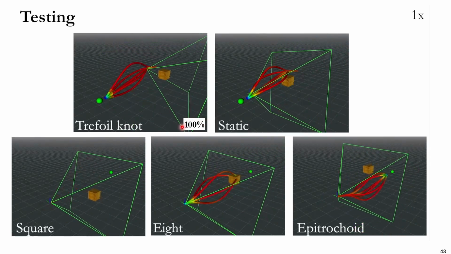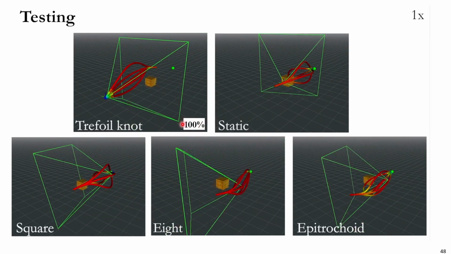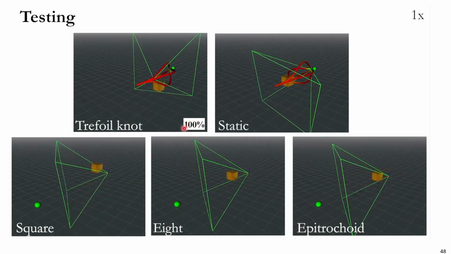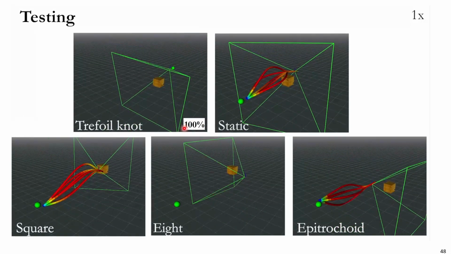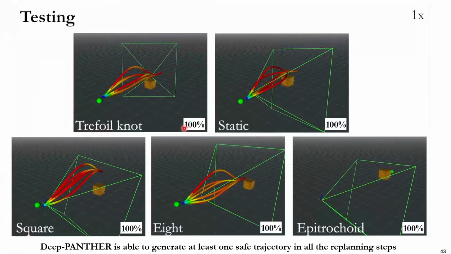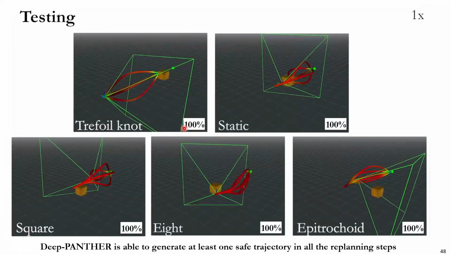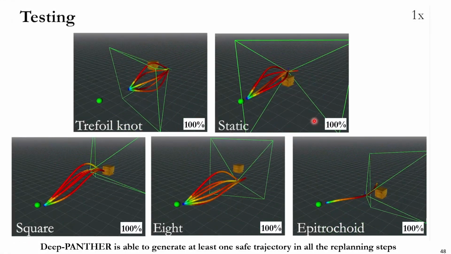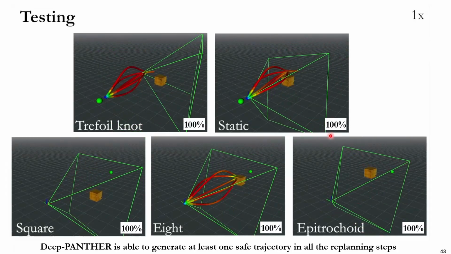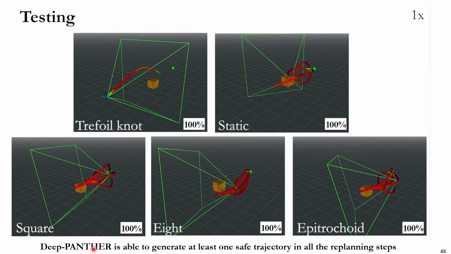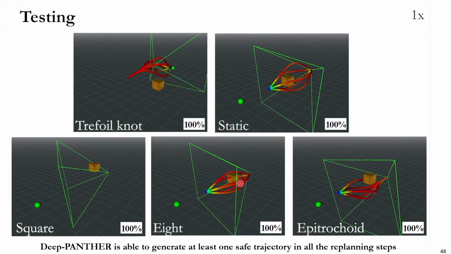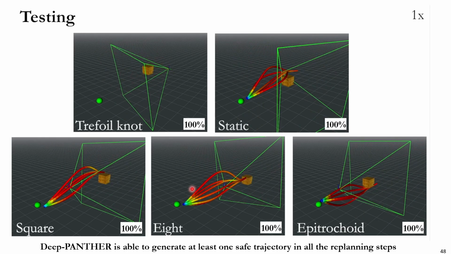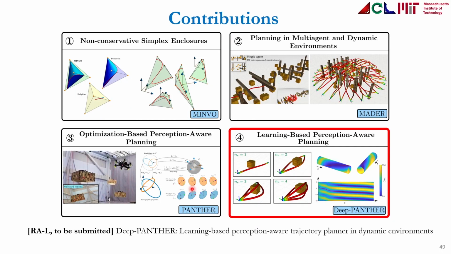So in the first case, we are able to obtain this value over here. That means that 100% of the replanning steps are able to generate at least 1 collision-free trajectory. The interesting thing is that actually for all the other trajectories, we are also able to obtain 100% success rate. In other words, in 100% of the replanning steps we're able to generate at least one collision-free trajectory, which means that Deep-PANTHER is able to generalize pretty well to other trajectories that have not been seen in training. And with that, I finish this fourth contribution, whose outcome has been this RAL paper that we are actually about to submit right now.